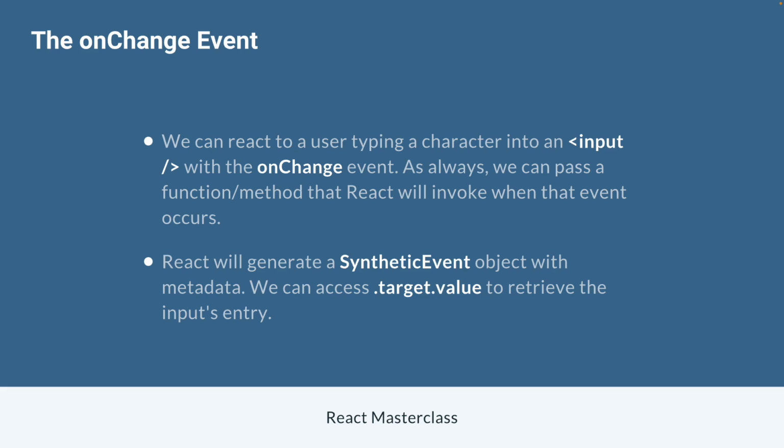In this case, it's whenever the user types a character or deletes a character. Every single time that happens, the onChange event will trigger and React will run that function or method. So to clarify, if the user types 5 characters, React is going to run that method 5 times, right? Not just once, but every single time the user types a character. And each time that happens, of course, React will generate that synthetic event object with a whole bunch of metadata related to the event, and we can access event.target.value to retrieve the input's latest entry. So each time React will generate a new event, and each time you're going to have the most up-to-date value that the user has entered into that input.